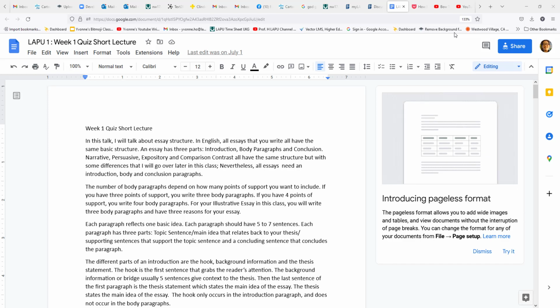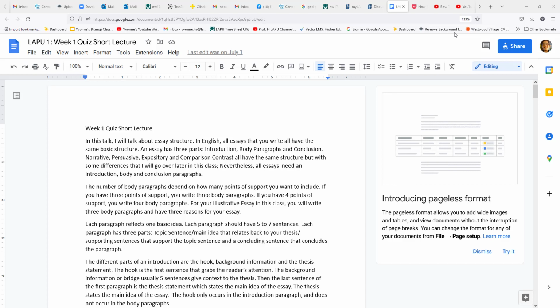The number of body paragraphs depends on how many points of support you want to include. If you have 3 points of support, you write 3 body paragraphs. If you have 4 points of support, you write 4 body paragraphs. For your illustrative essay in this class, you will write 3 body paragraphs and have 3 reasons for your essay.